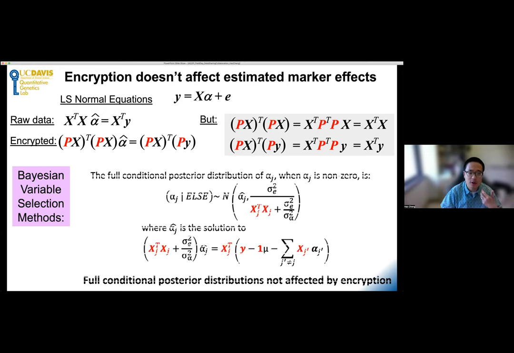And yes, it works. A brief explanation: in Bayesian analysis, we use the MCMC technique. We derive the full conditional posterior distributions for the marker effects and for all unknown parameters. And it turns out that the genotype and the phenotype never appear independently in these conditional posterior distributions. They appear together: X always appears together with another X, so we see X transpose X or X transpose Y. Even though the normal equation is a simple idea, it can be generalized to the Bayesian variable selection method.